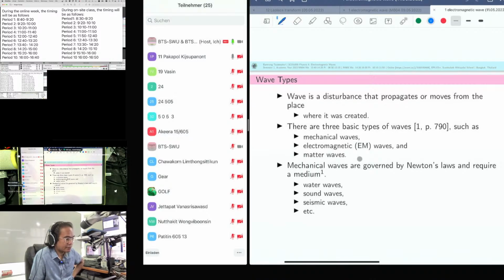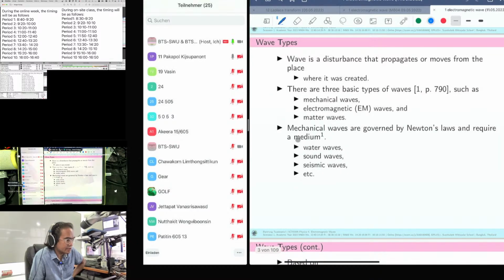The last one is matter wave. Matter wave is the wave that is beyond our lecture, our subject. It's related to tiny particles like proton, neutron, and electron. Okay, for us in this chapter, we are gonna consider electromagnetic wave or EM wave. All right, in order to differentiate the EM wave from other types of the wave, let's talk about the first kind of the wave, which is mechanical wave.